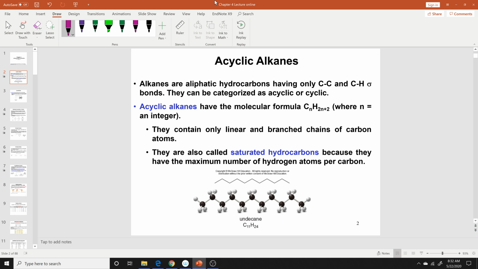Alkanes have a molecular formula of CnH2n+2. N is the number of carbons. So this is the molecular formula of alkanes. Normally alkanes are saturated hydrocarbons. They are made up of carbons that are connected to each other. This is a longer chain of carbon in there. And they are made up of carbon-hydrogen sigma bonds.